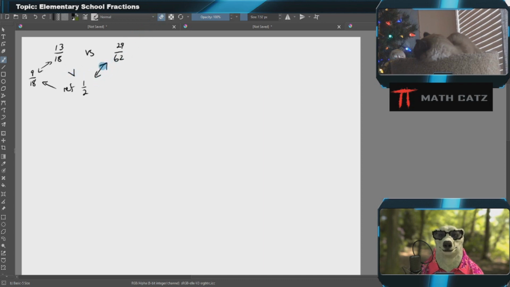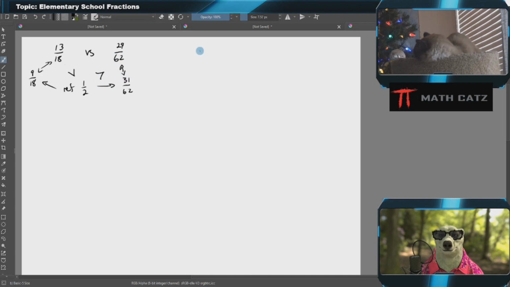If I then separately compare a half to 29 over 62, well, I'm in eraser mode, there we go. A half would equivalently be 31 over 62. And if I compare those, now the denominator is the same, so it's easier to compare. Erasing this, I can see 29 is smaller than 31, and therefore that's the smaller amount, therefore less than a half.